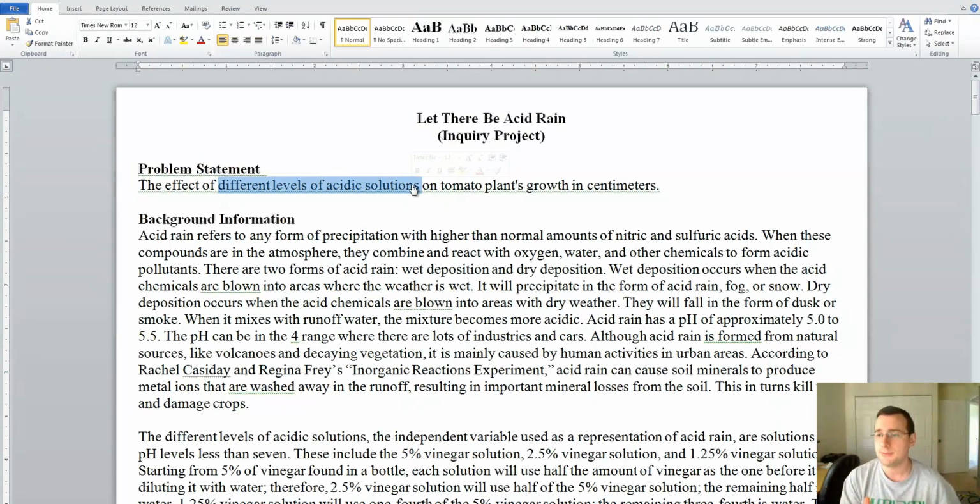That's how you write a good problem statement. You have to practice this. It's a skill that's earned with time. And throughout the year, we're going to do this many, many times.